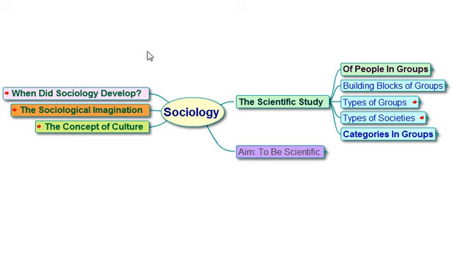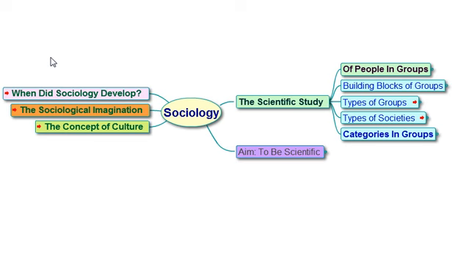On the left-hand side of the main node of sociology, you'll see a growing list of some subtopics in sociology, like when did sociology develop? There'll be a little bit of history there. These so far point to outside links, they don't expand into trees.